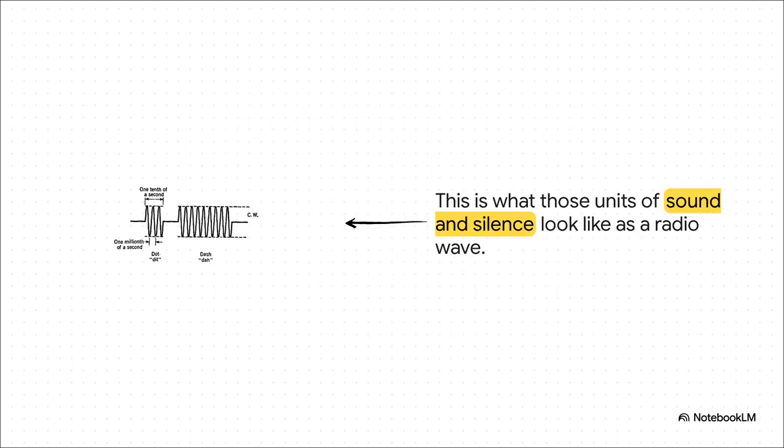And check this out. This is what that rhythm actually looks like as a radio signal. You can literally see it. That short little burst of energy, that's your dit. The longer one, that's the da. But those flat parts in between, the spaces with no signal, that's the silence. They're just as meaningful as the beeps themselves.